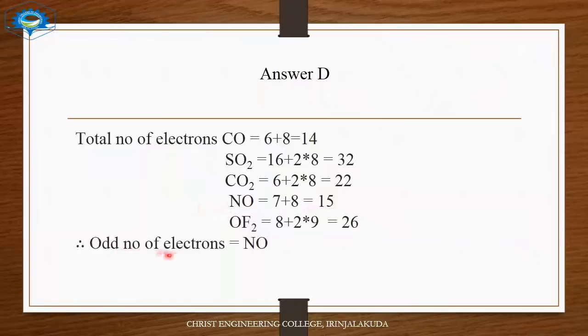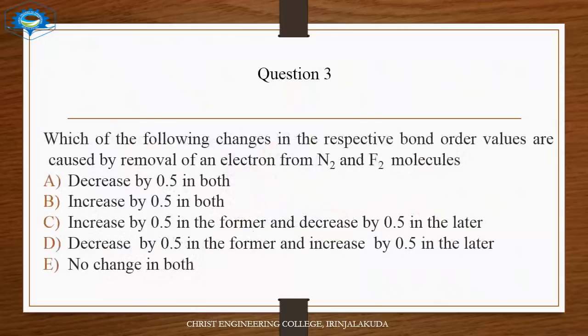Molecule contains odd number of electrons. So the odd number of electrons is for NO. The others, CO, SO2, CO2 and OF2, contain even values, even total number of electrons. So the answer is D, 15 for NO.